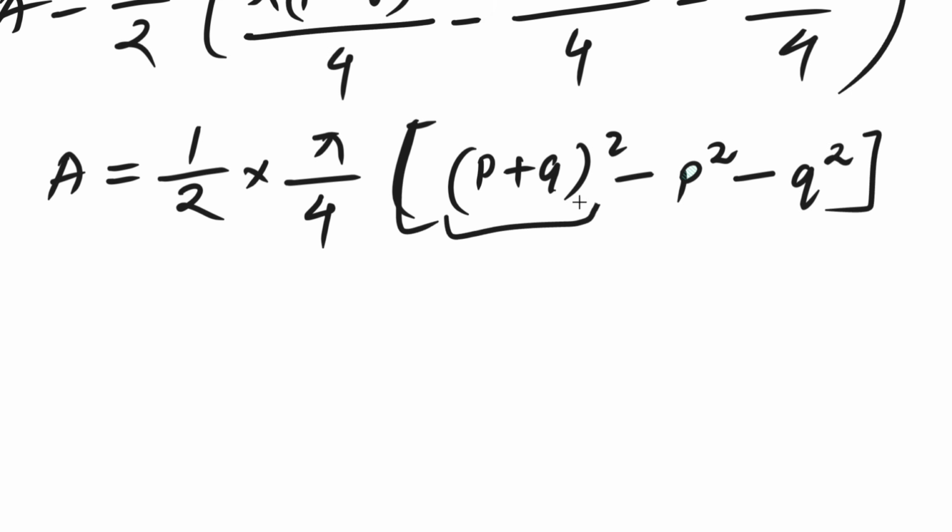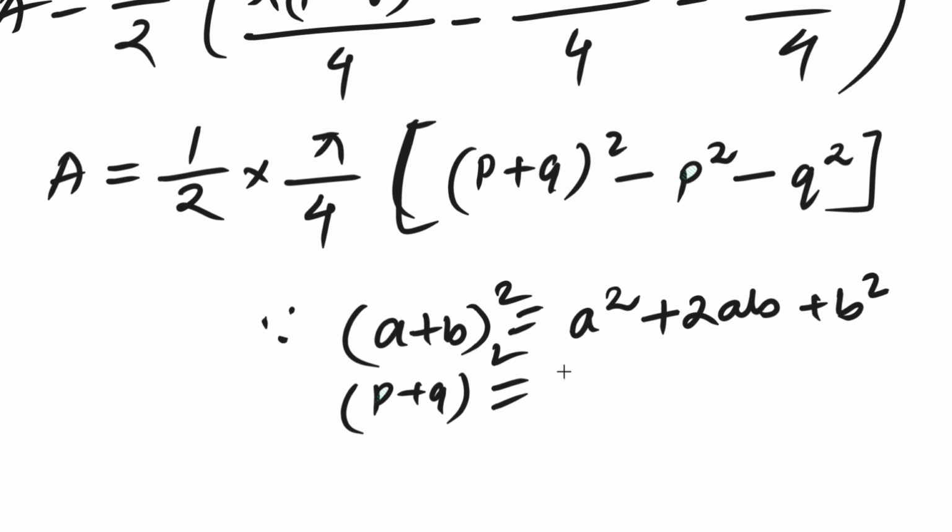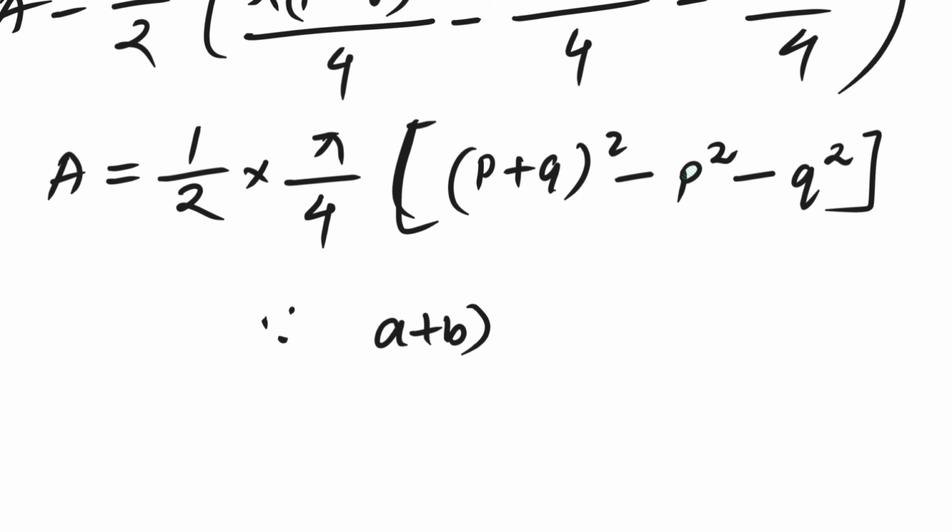We need to expand P plus Q whole squared. Remember the identity, a plus b whole squared equals a squared plus 2ab plus b squared. So in our case, P plus Q whole squared equals P squared plus 2PQ plus Q squared. Let's substitute that into our expression.